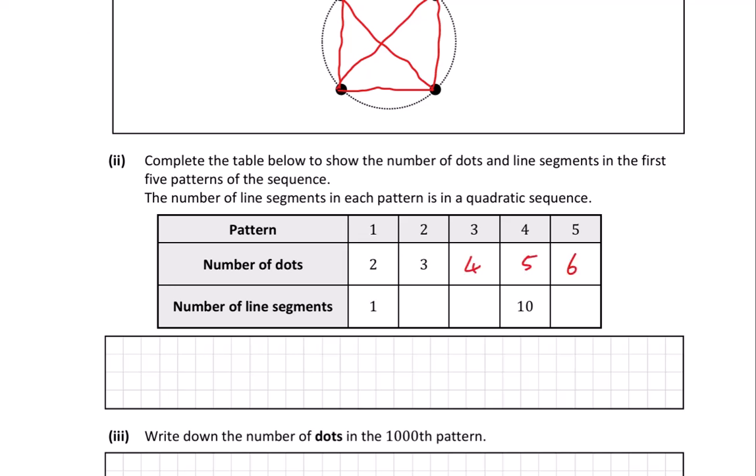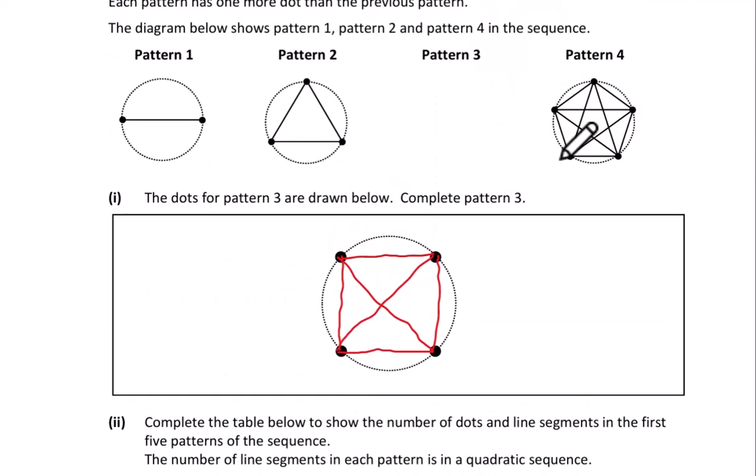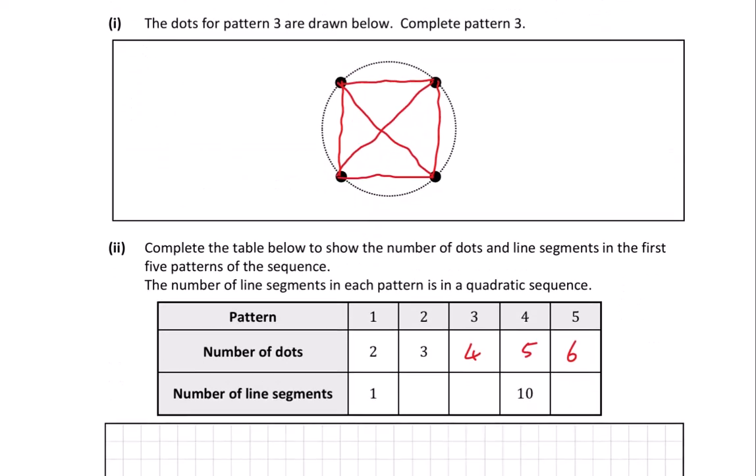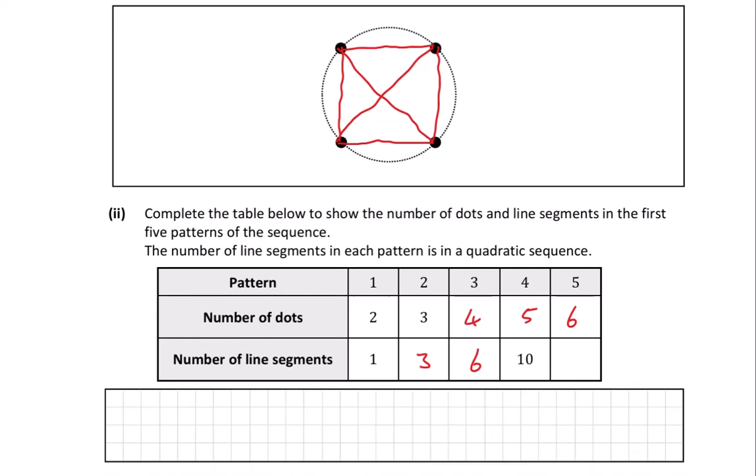The number of line segments then is in a quadratic sequence. But let's just see how many line segments we have in pattern number 2. In pattern number 2, we've got 1, 2, 3. We've got 3 line segments, so we can put 3 there. In pattern number 4, which is this one here, we've got 1, 2, 3, 4, 5, 6. We have 6. And in pattern number 5 then, if it's a quadratic sequence, we can have a look at that.